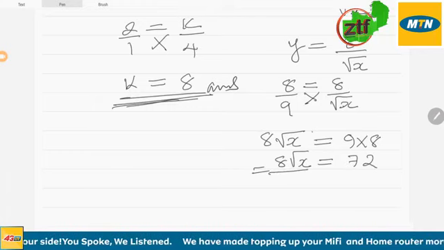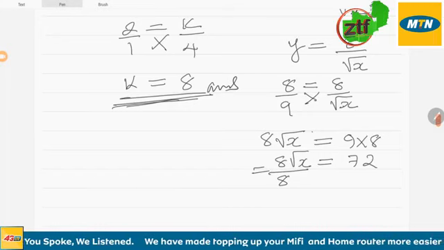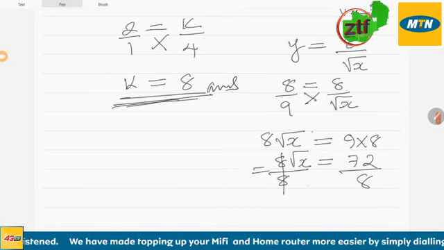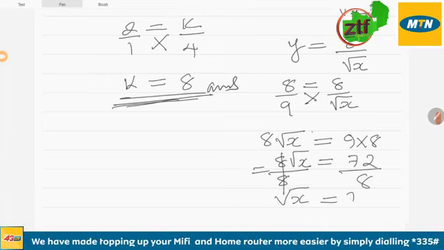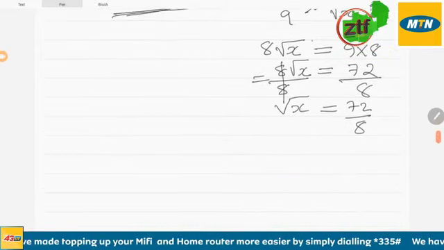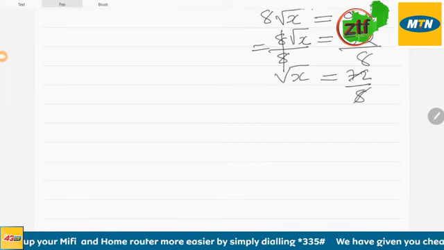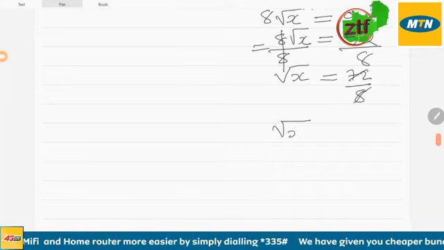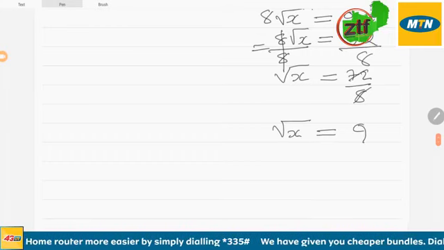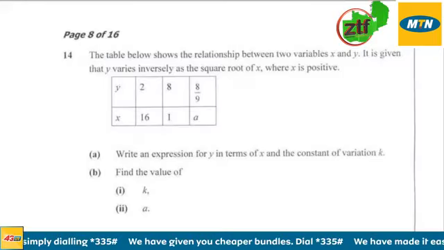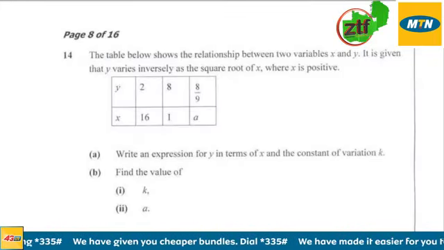And then we are interested to find the value of x. So we are going to simply divide throughout by 8 so that we remain with the square root of x equals 72 over 8. When 8 goes into 72, this is going to give us 9. And so we have square root of x equals 9. We haven't been asked to find the value of the square root of x. The question reads, find the value of x. But the value of x is embedded in the radical, which is the square root sign.